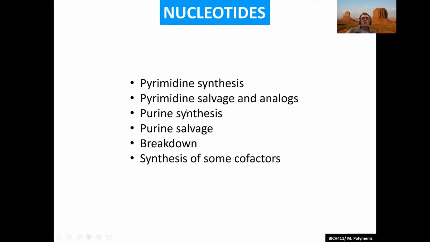Here, every cell, including human cells, they have to make their own nucleotides. But given the option, they can salvage bits and pieces that they can convert into the nucleotides they need. So they can convert and modify them in a way that they can be used to make the purines and pyrimidines they need. Then we're going to say a few words about the breakdown of these nucleotides, because again, that's of public health relevance, as you will see. And as I mentioned earlier, we're going to close with some cofactors that are related.